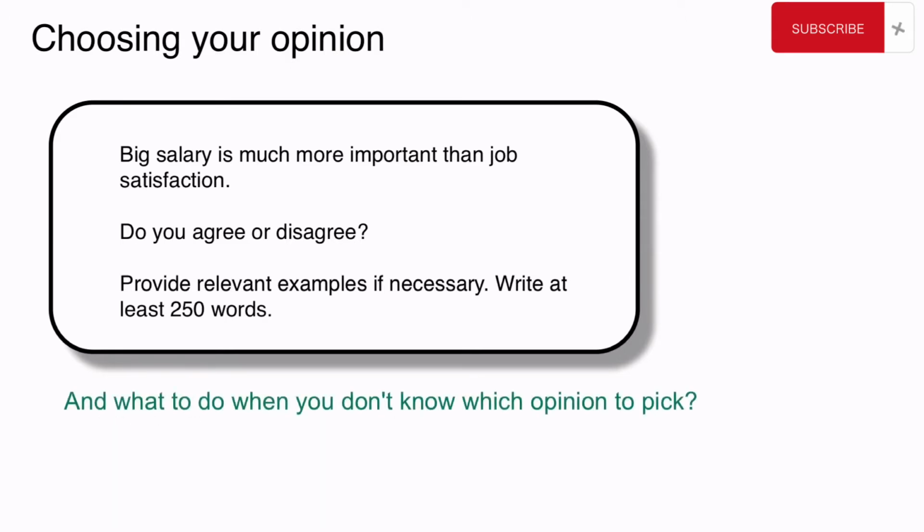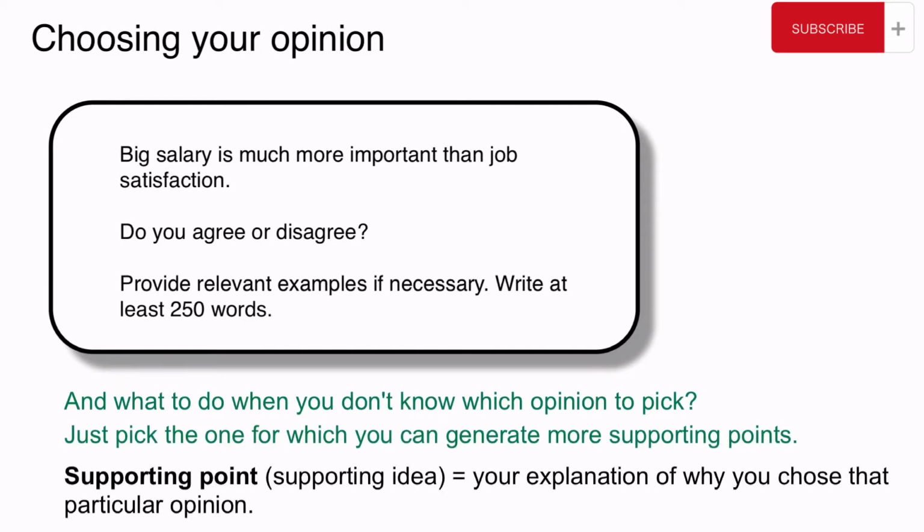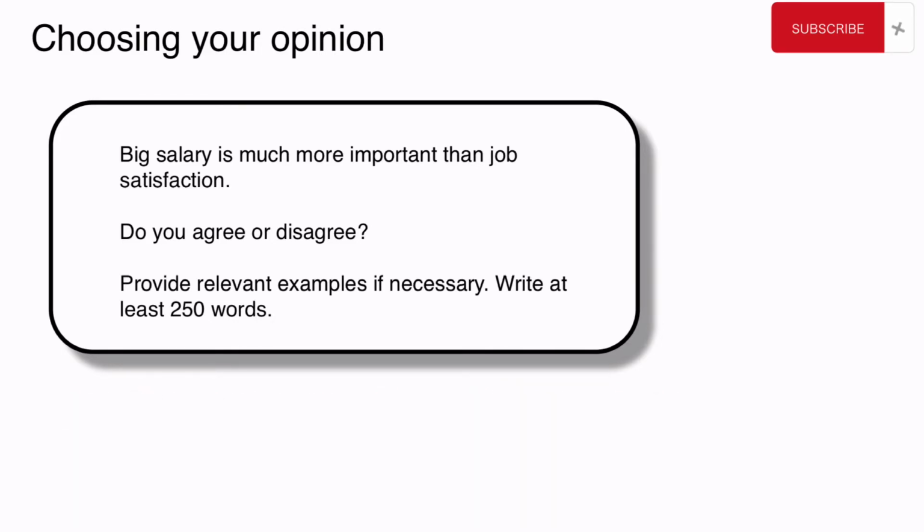And what to do when you don't know which opinion to pick? Just pick the one for which you can generate more supporting points. Supporting point, or supporting idea, means your explanation of why you chose that particular opinion. Now let's generate supporting points for each of our opinions.